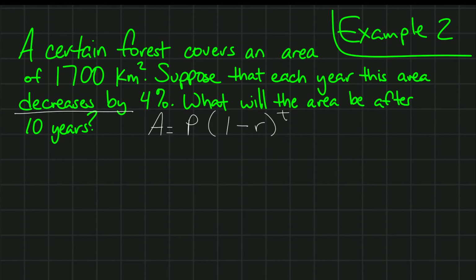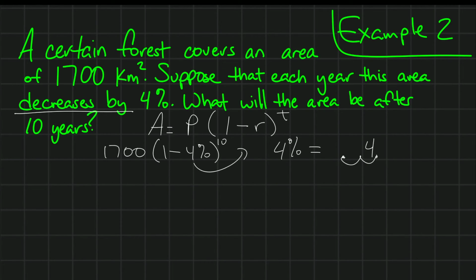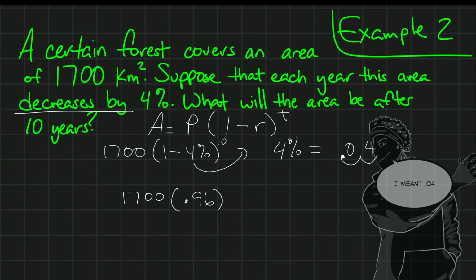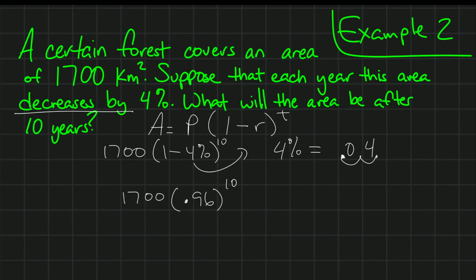My initial amount is going to be 1,700. So we have 1,700. We have 1 minus 4% raised to the 10th power. That 4% needs to be converted. So 4% is equal to 0.04. So we have 1,700 times, 1 minus 0.04 is going to be 0.96, raised to the 10th power.